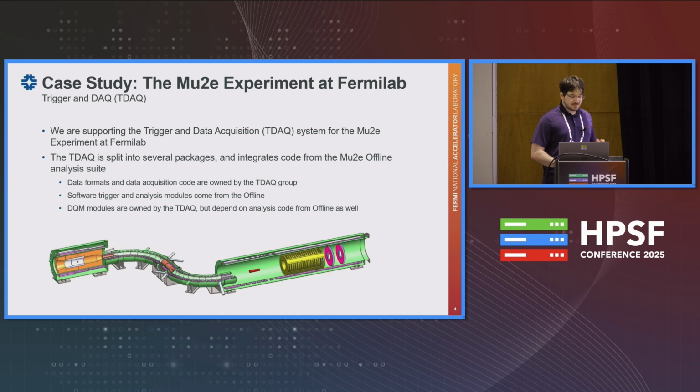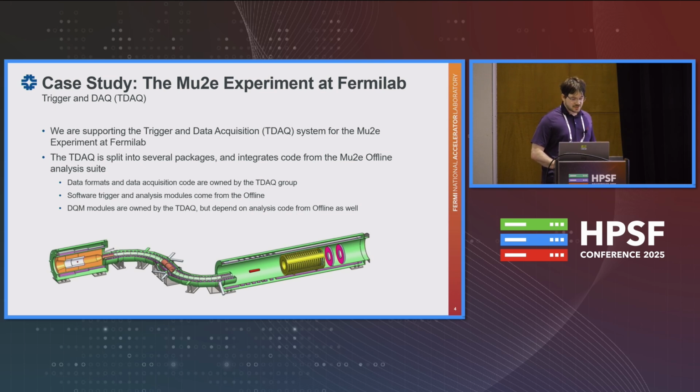So the Mu2e experiment is, again, a large experiment at Fermilab. It has a number of different components in the detector. There are 5 different sub-detectors as part of the Mu2e experiment, and each one has their own data format and their own specific hardware and ways of talking to things.